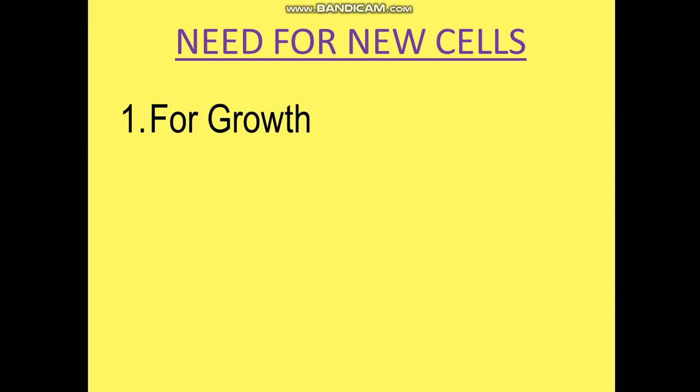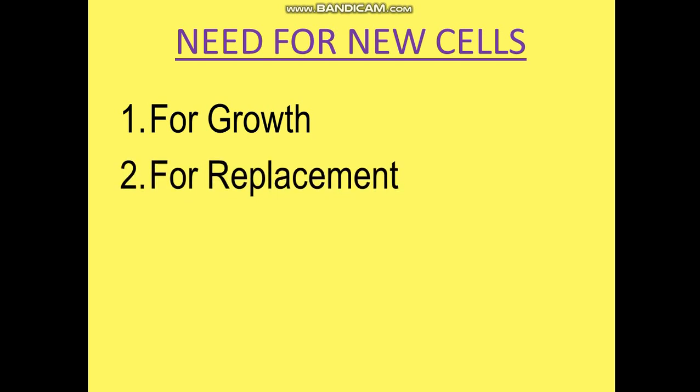Now the next, replacement. During the general wear and tear of the body, during the general working of the cells, old cells are being replaced by newer cells. Like the red blood cells, RBCs, have a lifespan of 120 days. After 120 days, the RBCs are automatically replaced by newer RBCs, which take the place of the old ones. The old ones die and are replaced by the new ones. So that is why replacement is necessary.